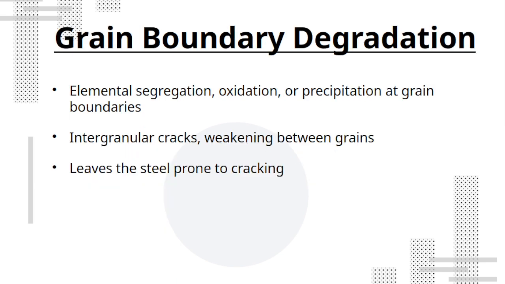For grain boundary degradation, this results from aggressive environments that cause elemental segregation, oxidation, or precipitation at grain boundaries, making them weaker and more prone to cracking or corrosion attack. And its main driving force is chemical segregation or oxidation.